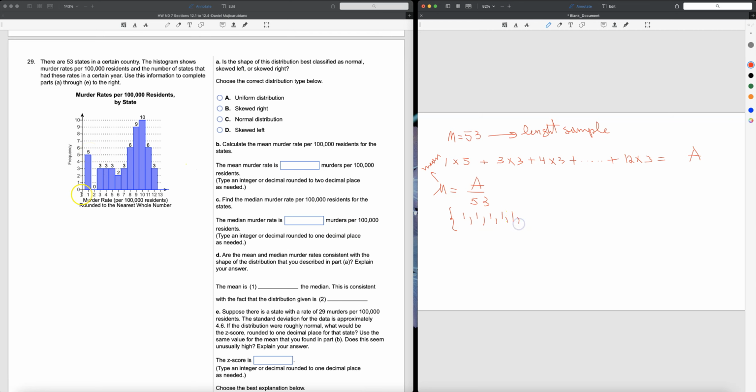Then 0, 2, no, there is no murder rate of 2 for every 100 residents, so we don't put anything. For 3, well, it is 3, 3, 3. For 4 it is also 3, 3, and 3, and so on. I'm not going to make the complete list because it's too long. How many elements am I going to have in this list? 53. But I'm going to put the last ones. So 12, well, 12 was 3 times.